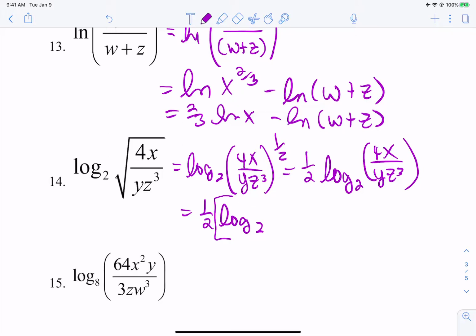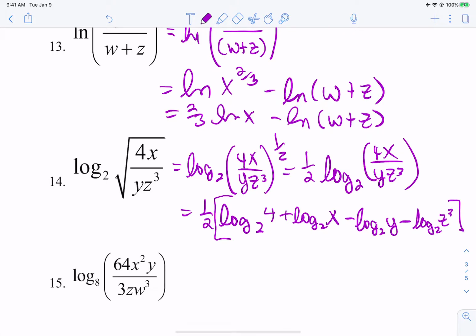So we get the top factors, the log base 2 of 4 plus the log base 2 of x. So those are the two factors on the top, the 4 and the x. Now let's focus on the two factors in the bottom. So we're going to subtract off the log base 2 of y. We're going to subtract off the log base 2 of z cubed. Okay?